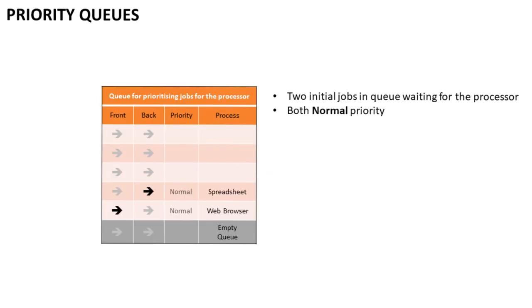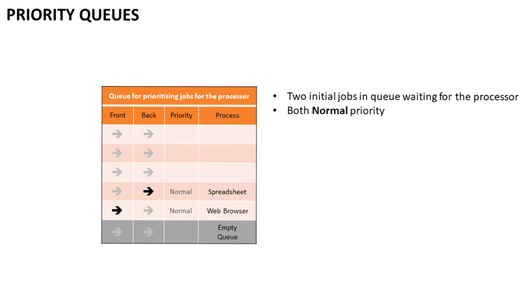Let's actually take this out of the abstract a little bit and try and relate it a bit more to computing. So here we have the front of our priority queue and the back of our priority queue. And this is a queue for prioritising jobs that have access to the processor. Now, scheduling algorithms deal with this in computing, and we'll look at these in more detail in another part of the course and other videos.